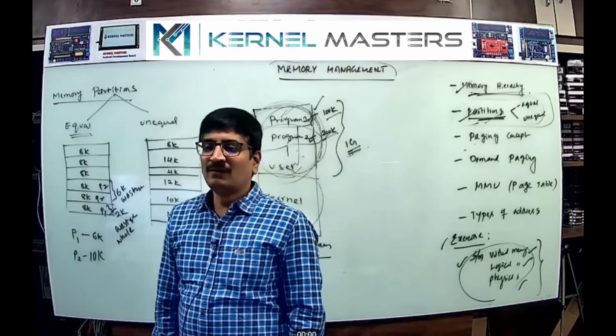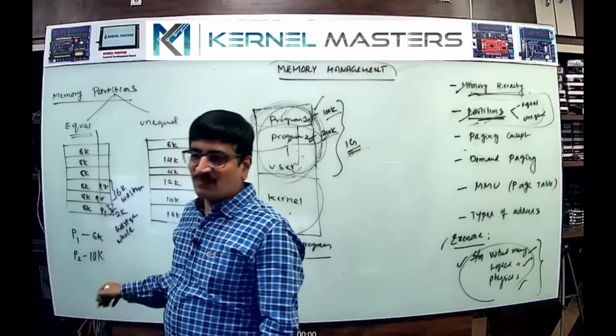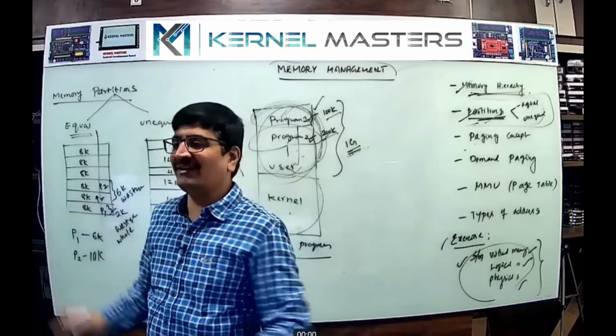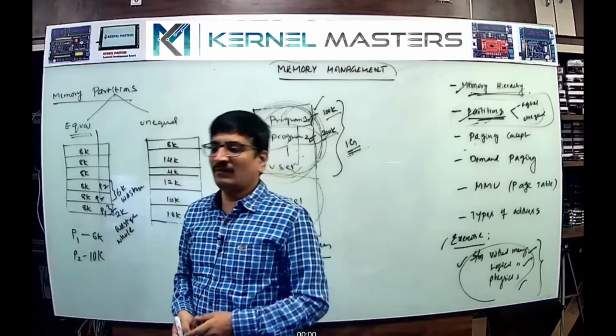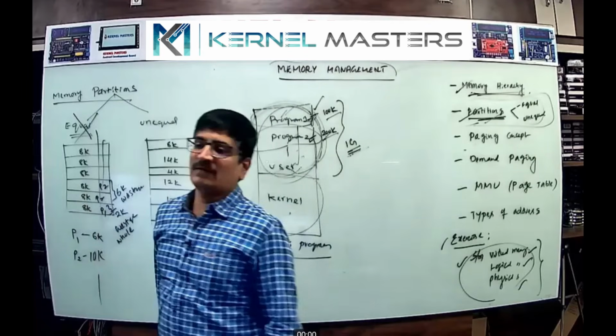So like that, you can waste more here actually, because we can't tell about a program, or that program size is always 8 kilo. So that is not a correct way, not possible. Definitely wastage comes in. So that's why equal partition is not recommended actually.